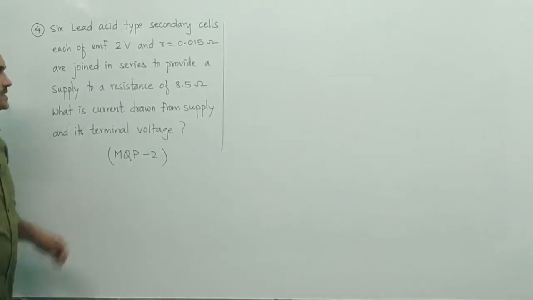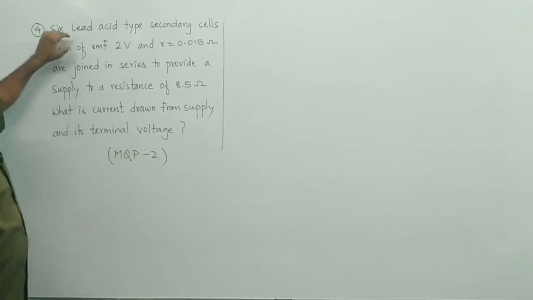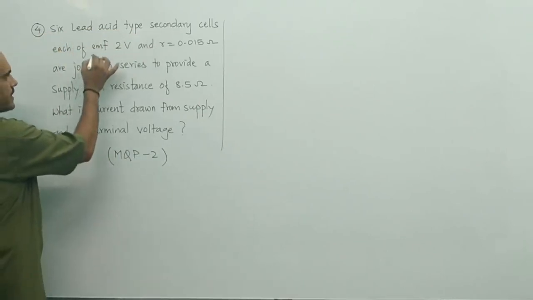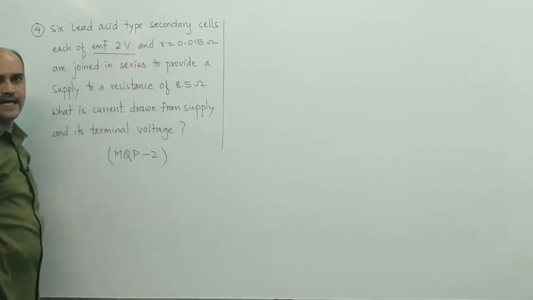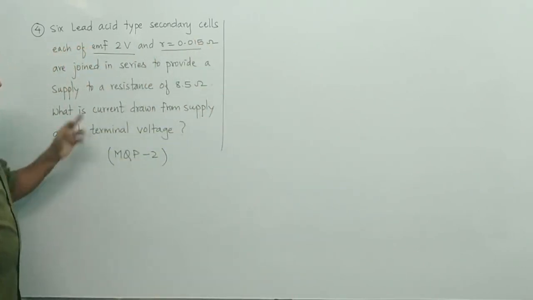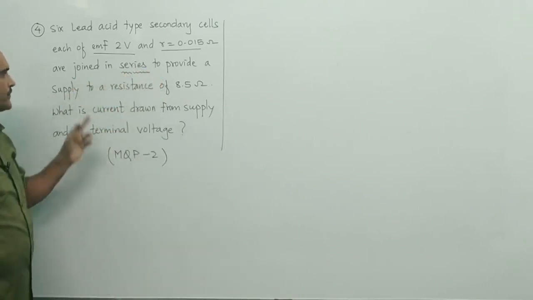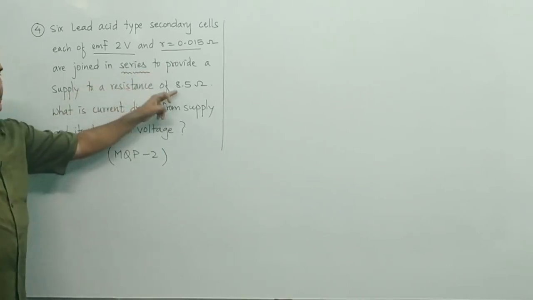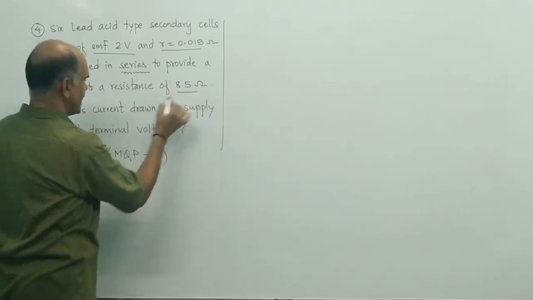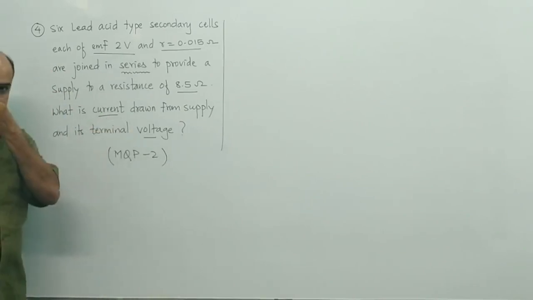So fourth one, students, this has been given in the model question paper. There are 6 lead acid type secondary cells, each of EMF 2 volt. Means all those 6 are identical, having internal resistance 0.015. They are joined in series to provide a supply to an external resistance of 8.5. So find current and terminal potential difference. So you are required to find current I and voltage V.